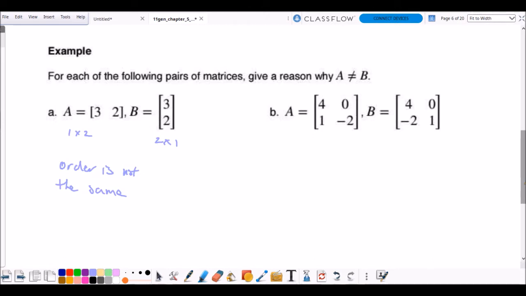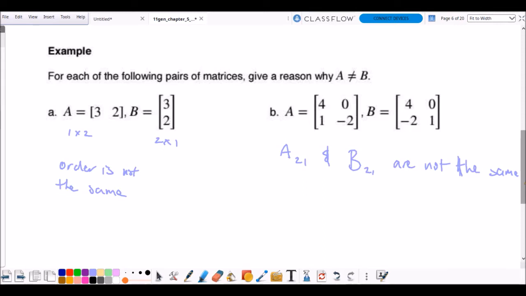Well, you can see 4 and 4 are the same, 0 and 0 are the same, but then you've got this element, that element, they're different. So you could say element A, row 2, column 1, and element B, row 2, column 1, are not the same. All you're doing here is trying to prove that they're the same matrix, basically. So I'm just saying here, why aren't these equal? Why aren't they the same?